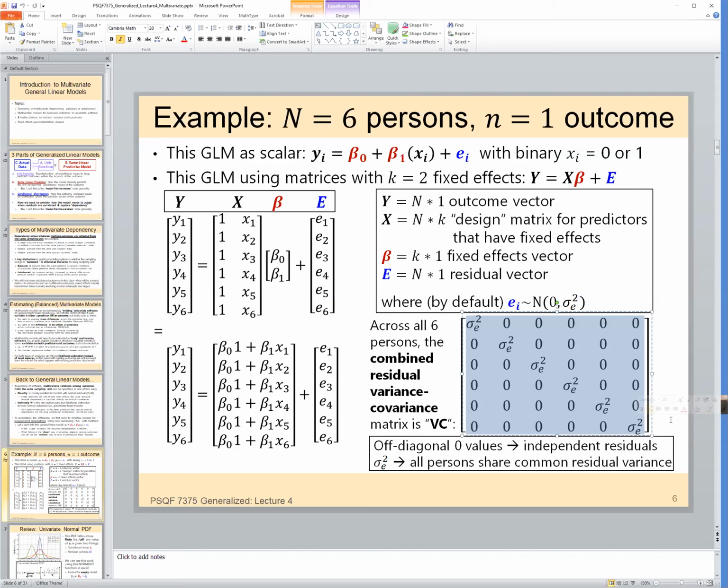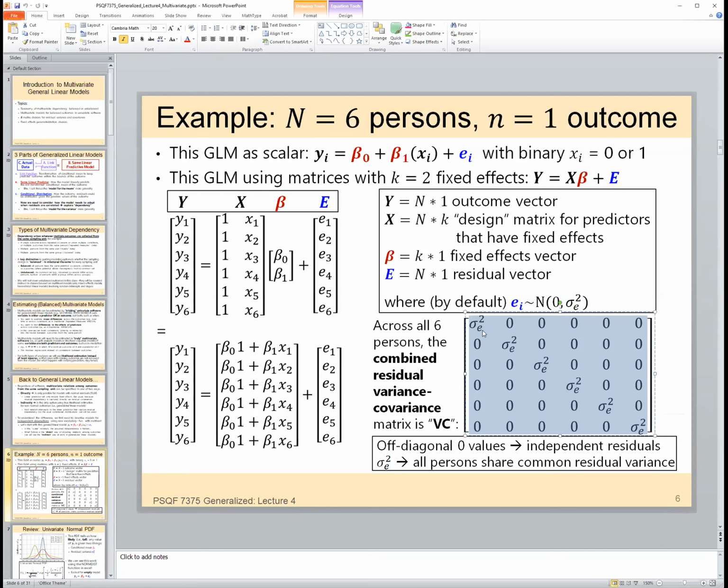And so it's the variance of the e's, and that one number is assumed to describe everybody to the same extent. That's the general linear model. We're saying that the e's are independent. That's what the zeros mean here. That they are normal. That's not visible on the slide as a matrix, but that's the E distribution right here. And everybody shares the same residual variance.